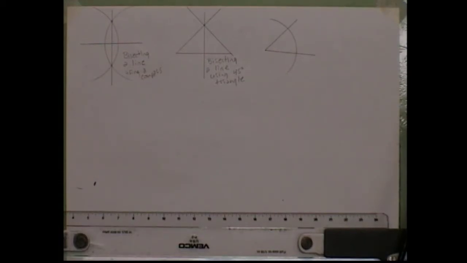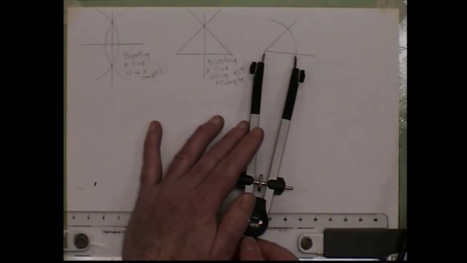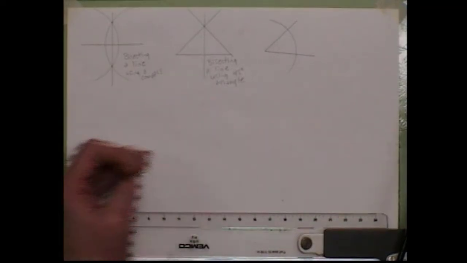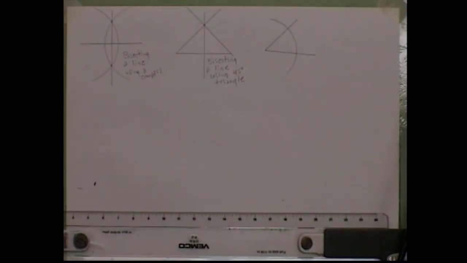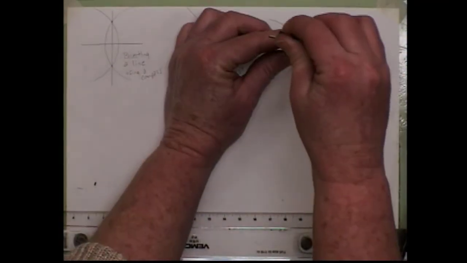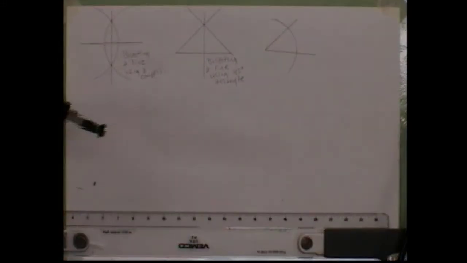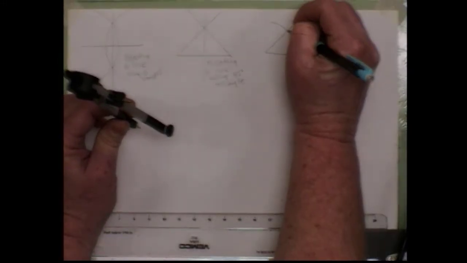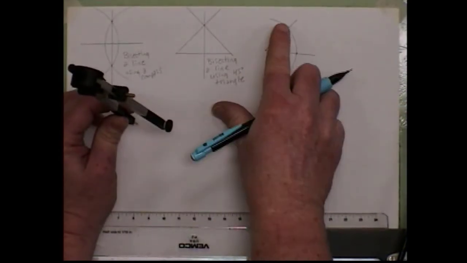So all I did is put my compass needle at the vertex and wheel it out a little bit over halfway across that line. Then I struck an arc. With that same radius, without changing it, I'm going to put my needle point here. Now we have 2 points: a point here and a point here where those intersect.